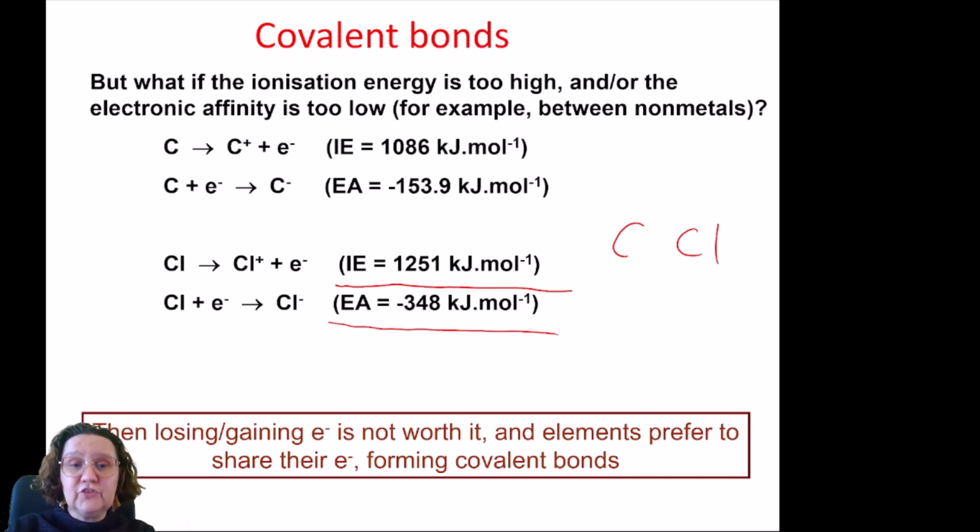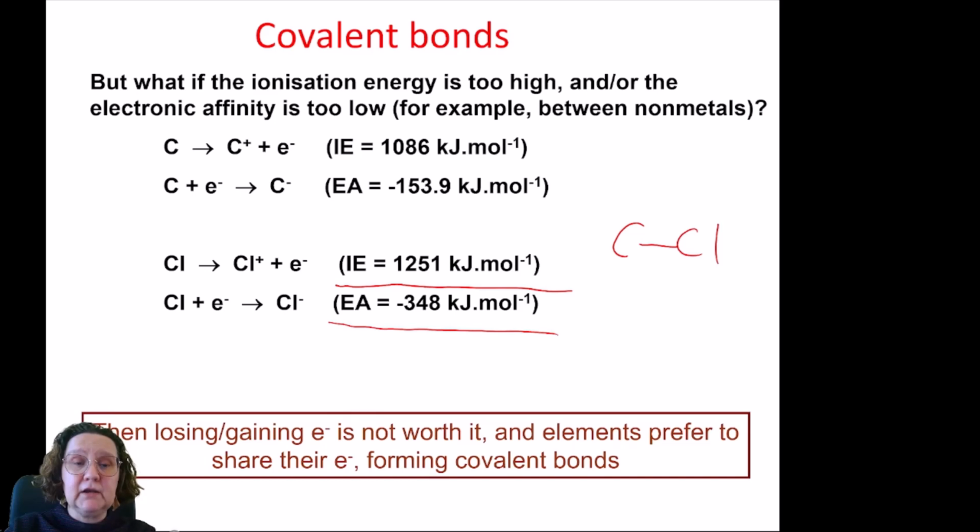Yes, they do. They just don't do them by losing or gaining electrons. Energetically, it's not worth it. So what they do is they share their electrons, forming covalent bonds. So there's no exchange of electrons. There's no one becomes positive, one becomes negative. There is a sharing of electrons. And we signify that sharing of electrons by putting a line between these two atoms.